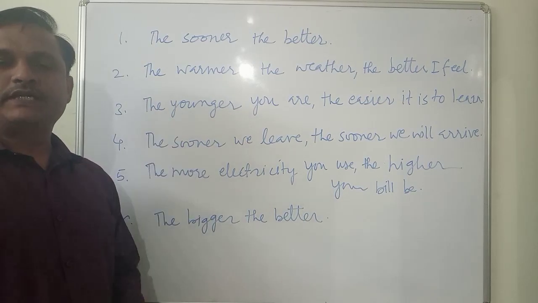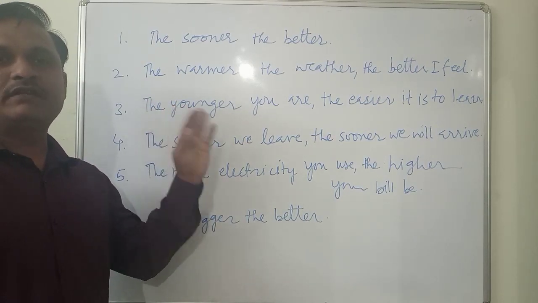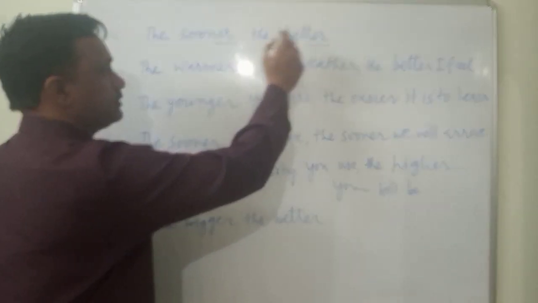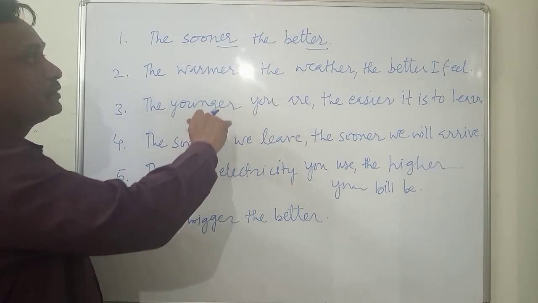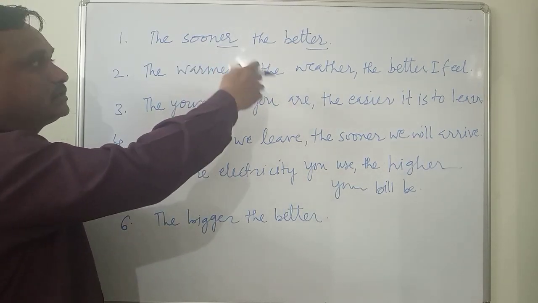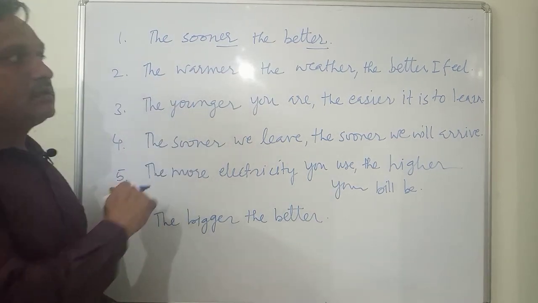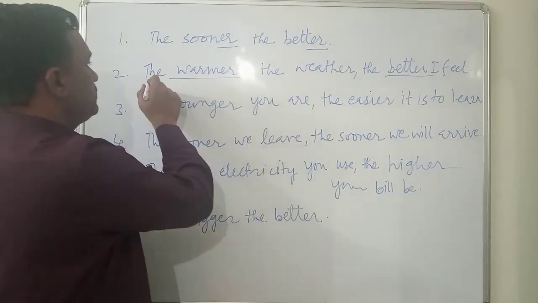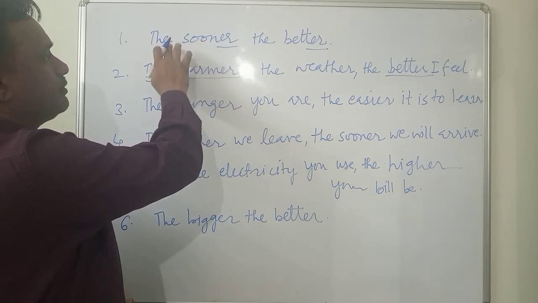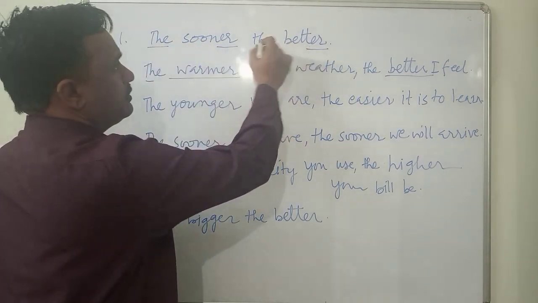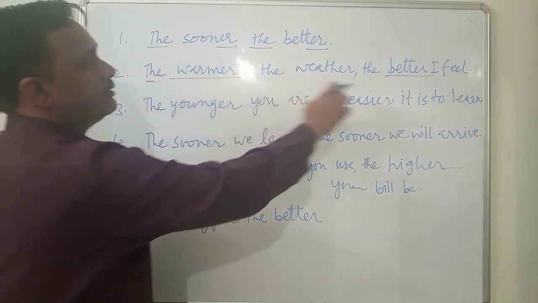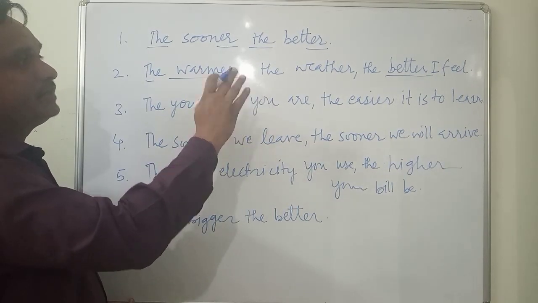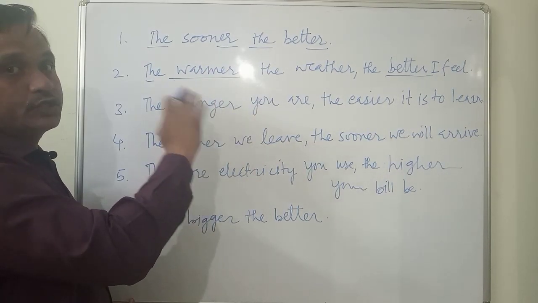This is how two comparatives are used to say how one thing is dependent on the other. The sooner, the better. Here, sooner and better. The warmer the weather, the better I feel. Warmer and better. But we have taken the before this. Before sooner we have taken the, better the, warmer the, better the. Feeling better is dependent on the weather being warm.